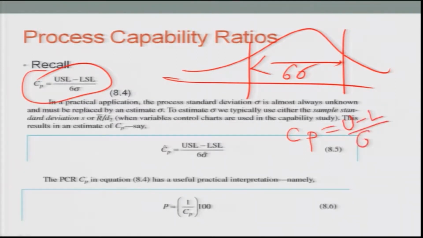So, this was basically 6 sigma. Now, if we replace sigma by sigma hat, so obviously the C value would also be the estimate. So, hence it will be replaced by C hat. So, the process capability ratios have a useful practical implication, namely they give me the overall value of P, based on which I can do the calculations accordingly.